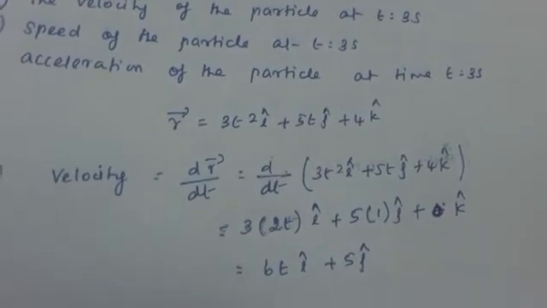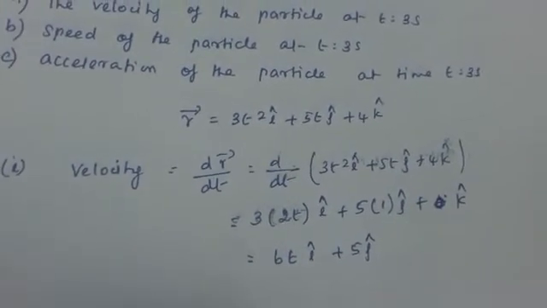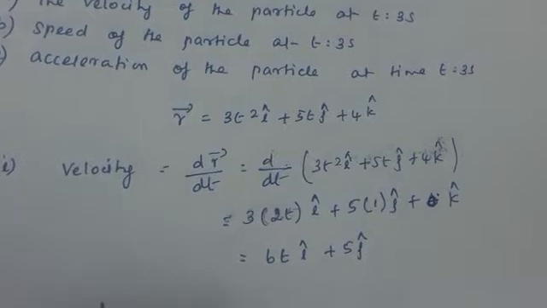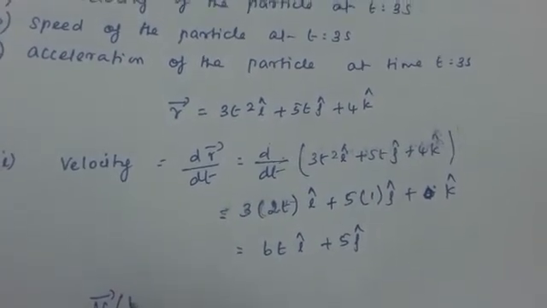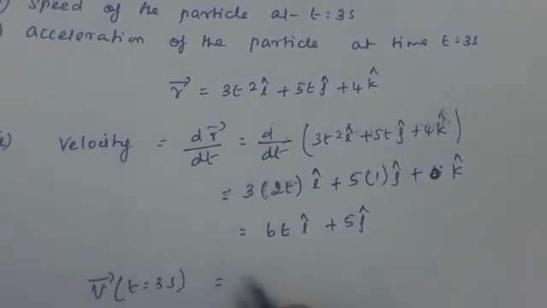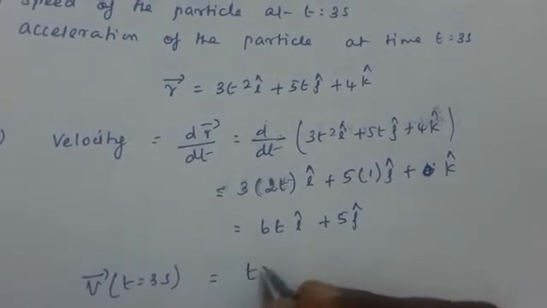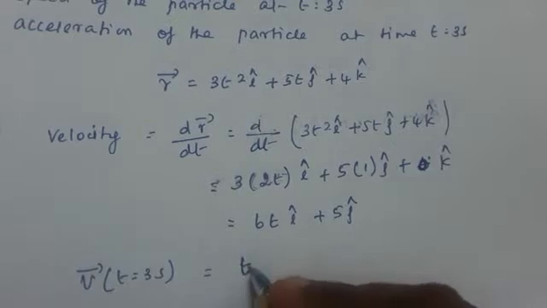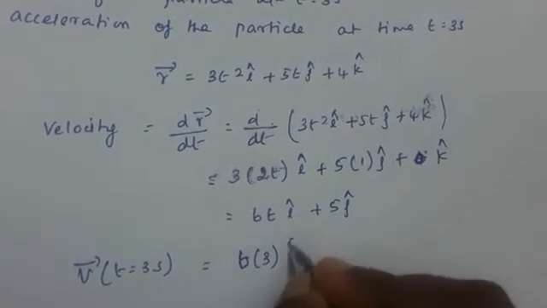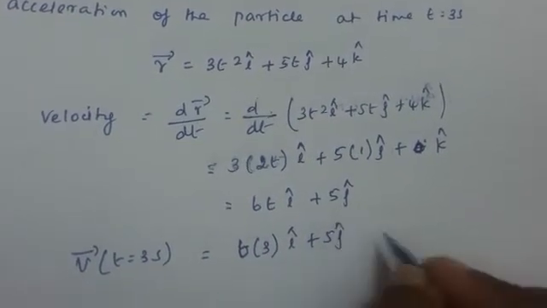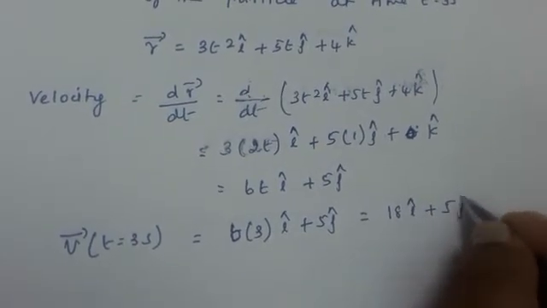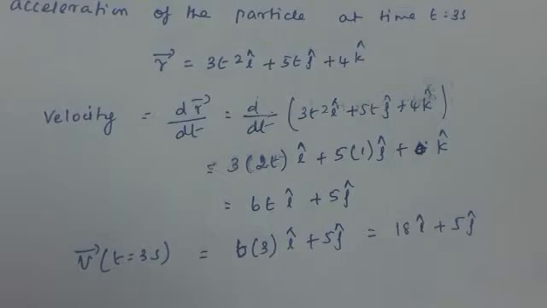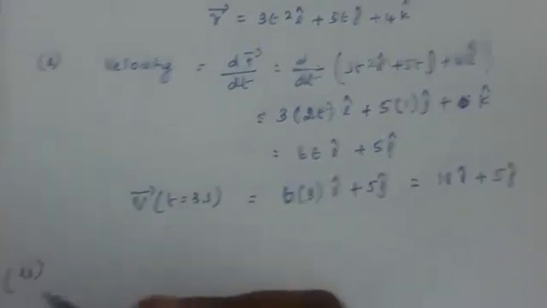Now what is asked in the problem is velocity at 3 seconds. So velocity at t is equal to 3 seconds is equal to, substituting 3 for t, 6 into 3 i vector plus 5 j vector. So it is 18 i vector plus 5 j vector. Now what is your second part?